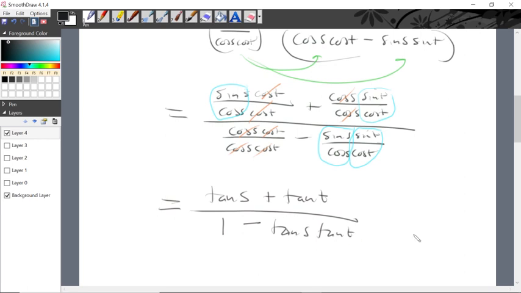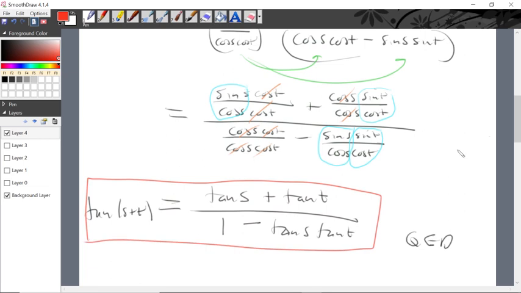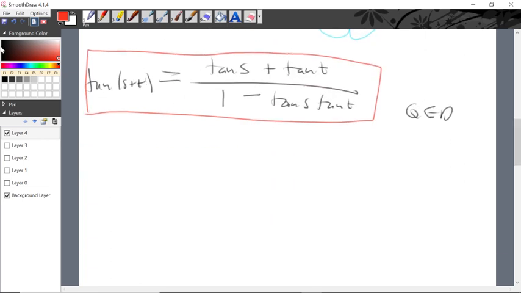And this is exactly the formula that we were trying to prove. That's the right-hand side that we were hoping to get. So we have proven that the tangent of s plus t can be found by this formula here. So now you're able to evaluate the tangent of a sum by use of this formula.